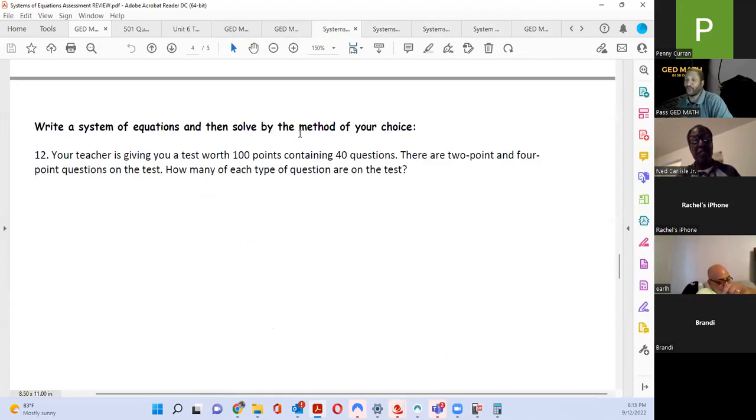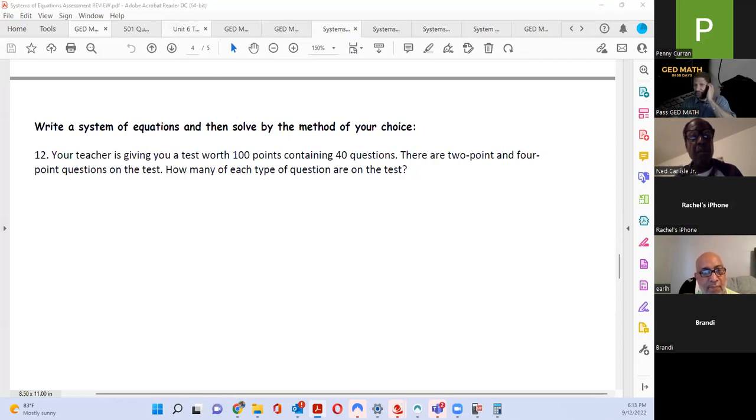All right, so let's look at this one first. It says your teacher is giving a test worth 100 points containing 40 questions. There are 2-point and 4-point questions on the exam. How many of each type of question are there on the test? How would you even start this problem?